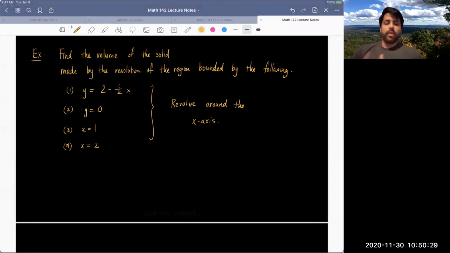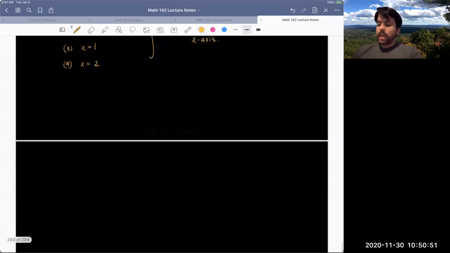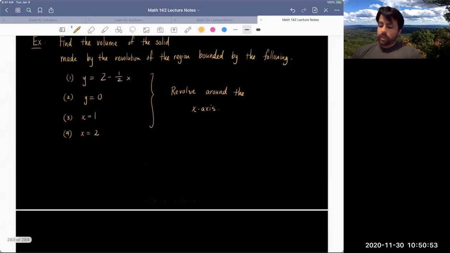Okay, so this is what I want to do. I want to figure out what's the volume of the solid. Remember, we're dealing with three-dimensional figures now. And we create these figures by revolving a region that's originally two-dimensional around one of the axes for these cases. So what's the idea? Let's sketch the region first.